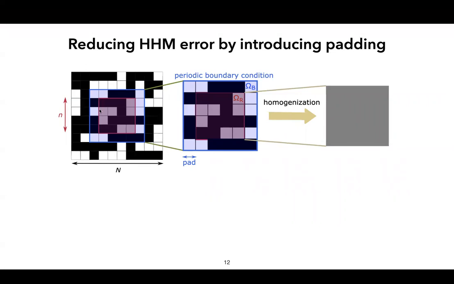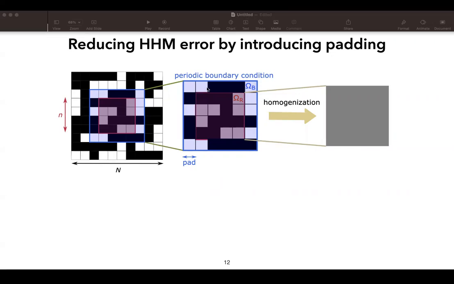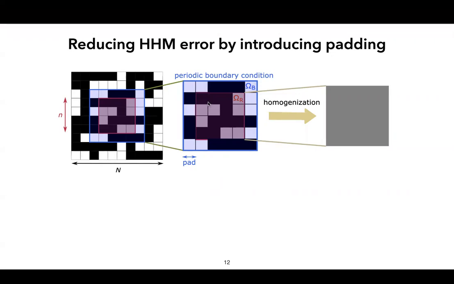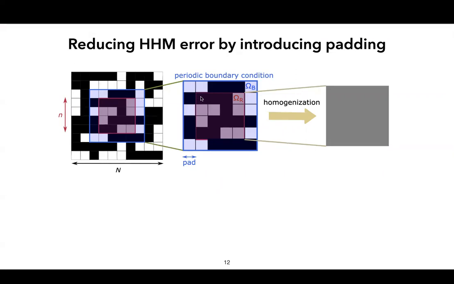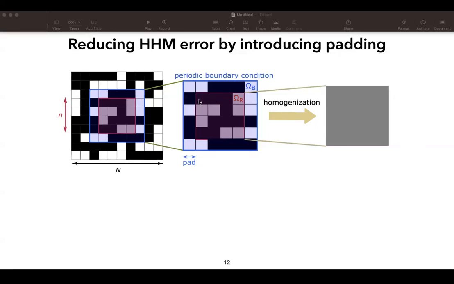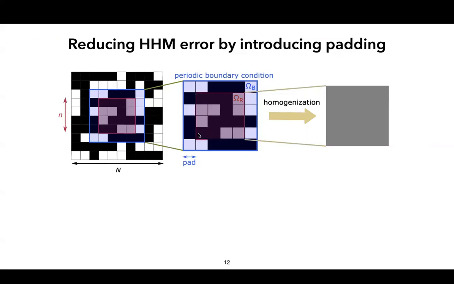So we want to homogenize this red region. So instead of extracting just this red region, we introduce some padding material. So now we extract this larger blue image. Now we apply periodic boundary condition on this larger image, but after solving the elasticity equation, we homogenize the elastic fields inside this red region to obtain the homogenized property of this red subimage that we were interested in.